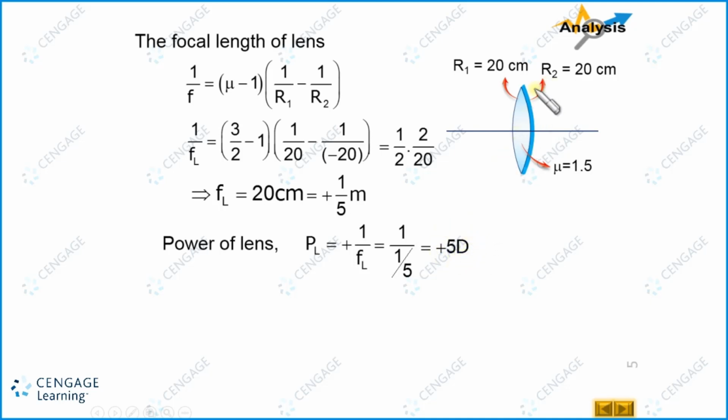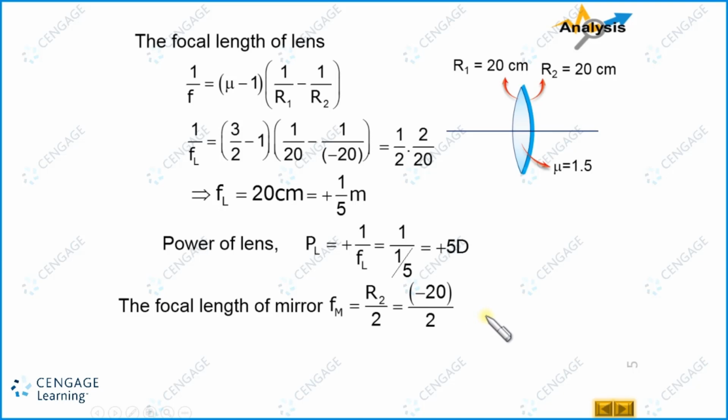Now let us find the focal length of this mirror form. This surface is polished. Focal length magnitude is half the radius of curvature, and the radius of curvature here is 20 centimeter. If we consider the sign, we know the center of curvature of this surface will be on the left hand side. For measuring this distance, we need to move in the leftward direction. So this radius of curvature is negative. That means the focal length of the mirror formed by this polishing should be negative. So we can write focal length of the mirror equal to r2/2, and this is equal to minus 20 divided by 2, that is equal to minus 10 centimeter.